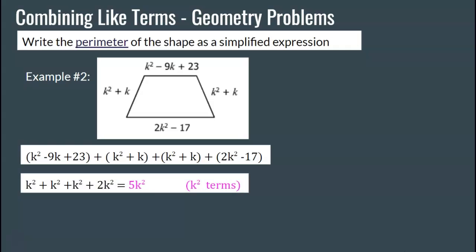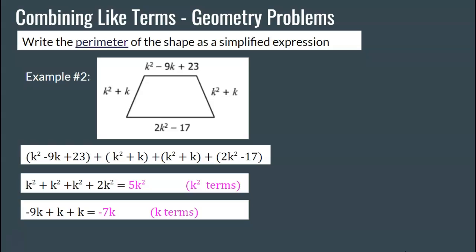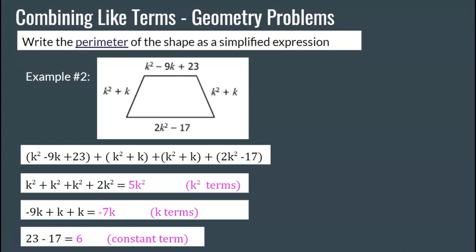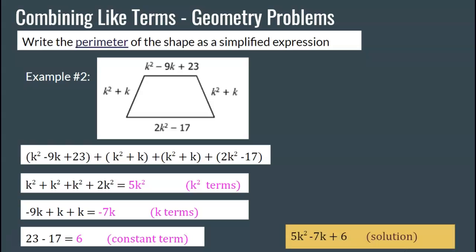I'm going to do the first step and take out all the k squared terms and add all of those up to get a total of 5k squareds. Then I'll add all the k's together. Negative 9 plus 1k plus another k gives me negative 7k's. Then I'll add the constants together. 23 minus 17 gives me a constant term of 6. And the very last step is to put all 3 types of terms together in one expression. 5k squared minus 7k plus 6 is your solution.